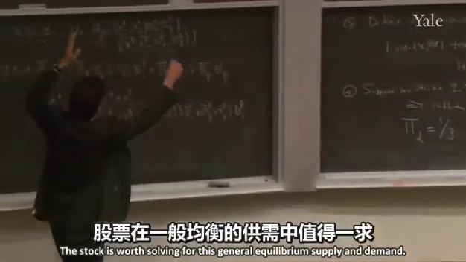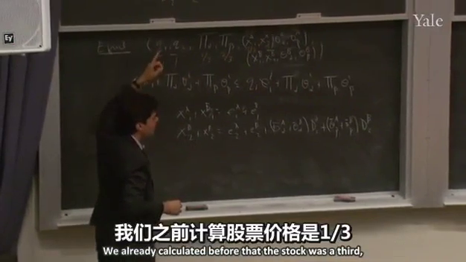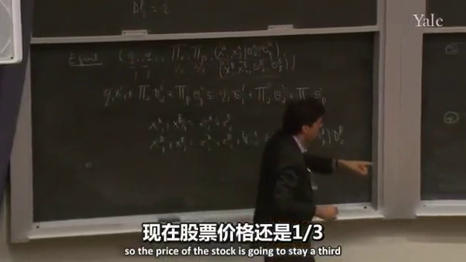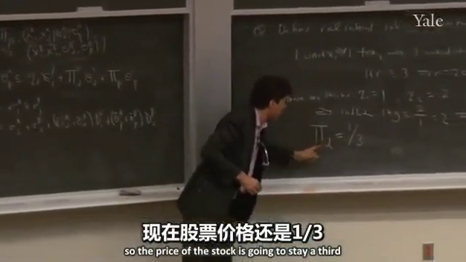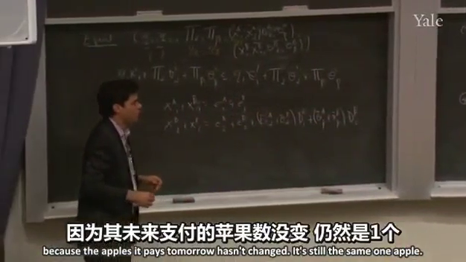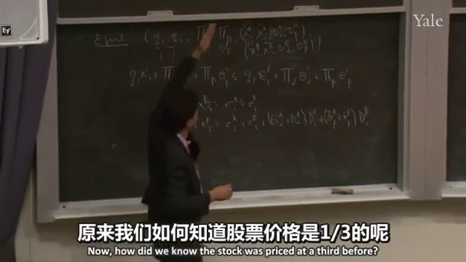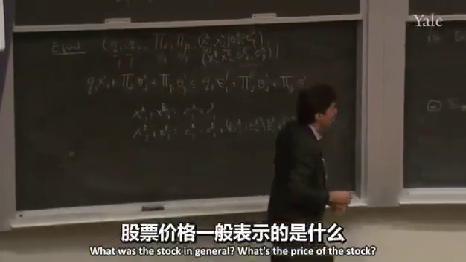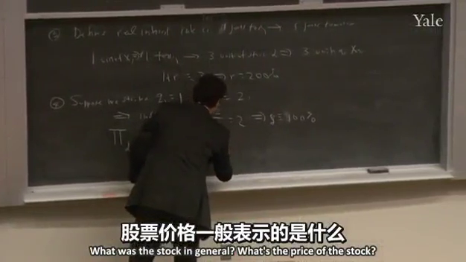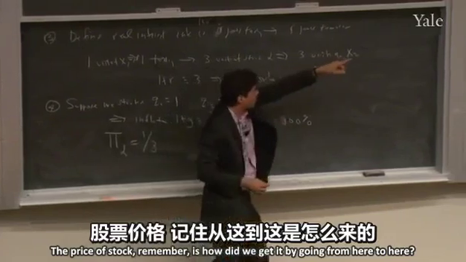The stock is worth, solving for this general equilibrium, supply and demand. And so, we already calculated before that the stock was 1/3, so the price of the stock is going to stay 1/3 because the apples it pays tomorrow hasn't changed. Still the same 1 apple. Now, how did we know the stock was priced at 1/3 before? What's the price of the stock in general?